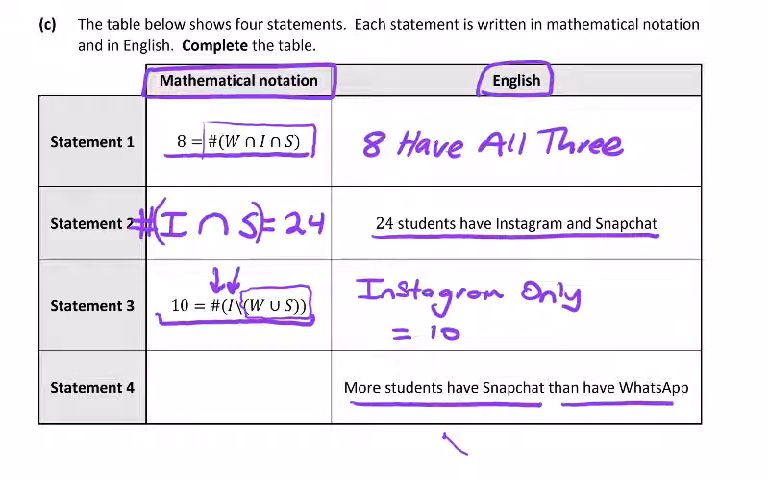So the number of Snapchat, call it S, is greater than the number who have WhatsApp, which is W. So again, take your time, do rough work, maybe come to this one at the end of the exam, have a little bit of a strategy to maximize the questions you're going to do quite quickly and have confidence that you're going to get right.